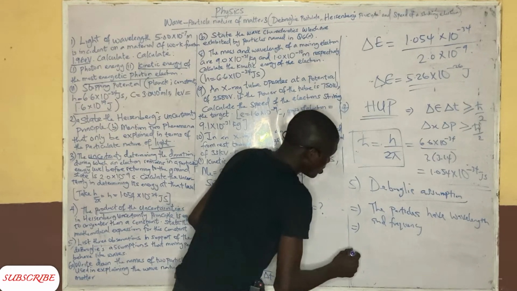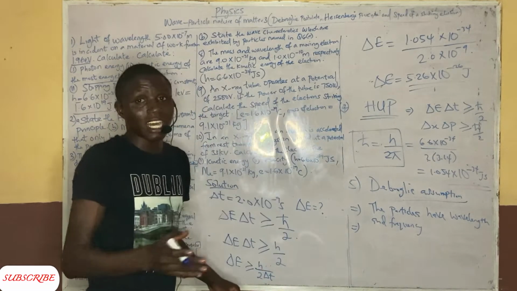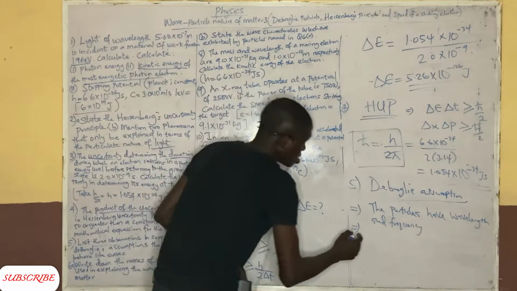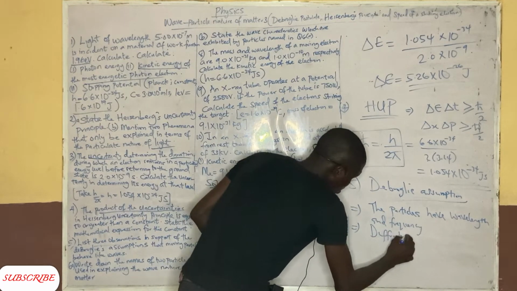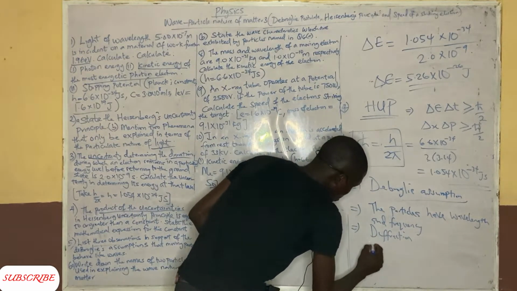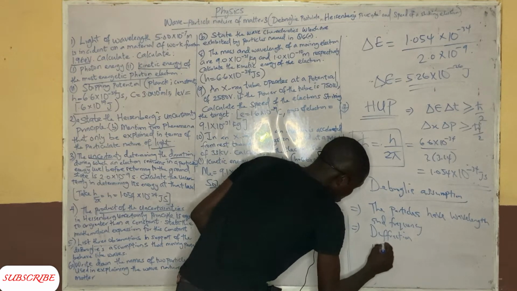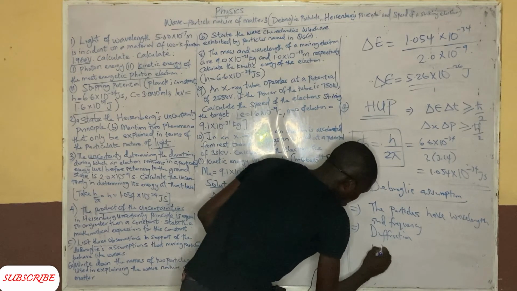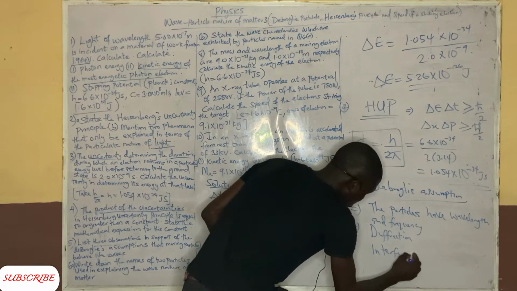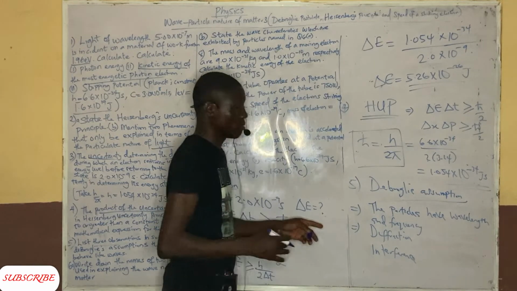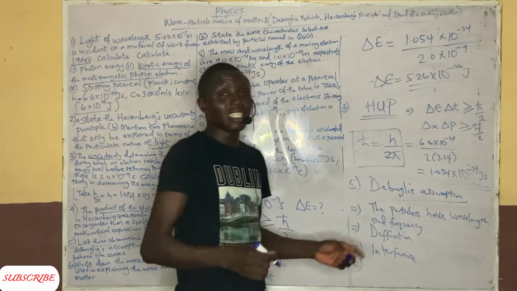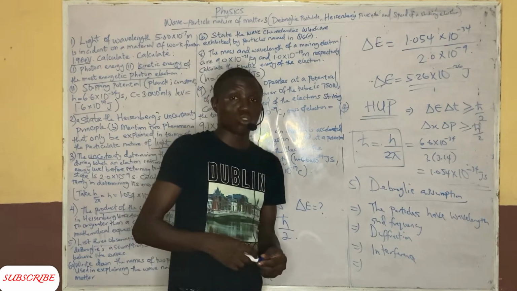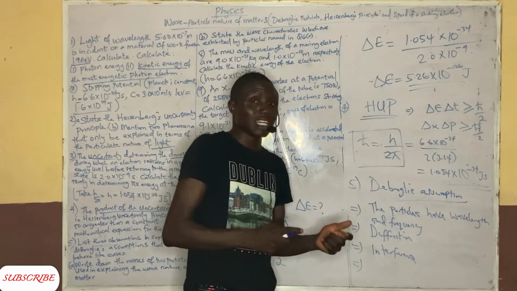Number two, they diffract and interfere. They exhibit diffraction. They also exhibit interference, which are the properties of waves. So these are the three things that you can use to support the de Broglie assumption.